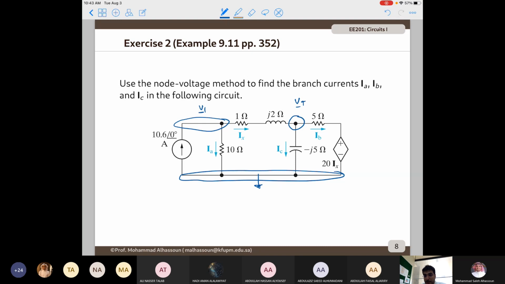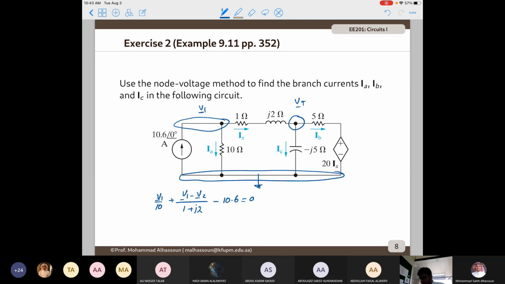It's going to be V1 over 10, plus V1 minus V2 over 1 plus J2, plus 10.6 angle 0. It's minus 10.6, not plus. Minus. Okay, good. So let me simplify it.